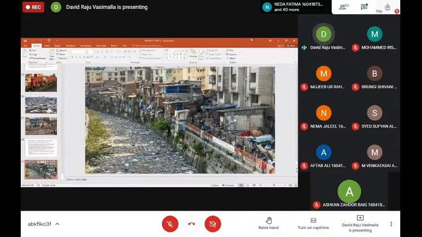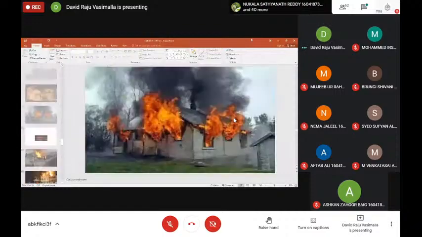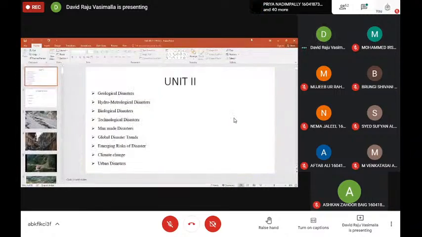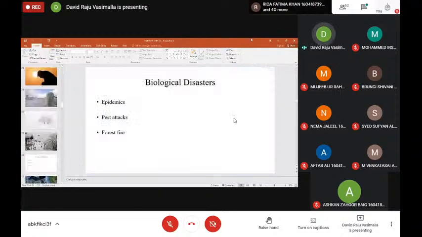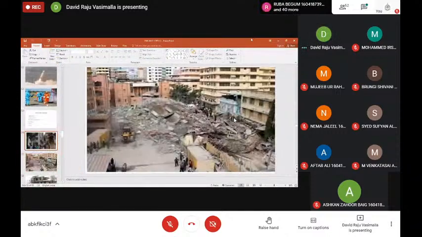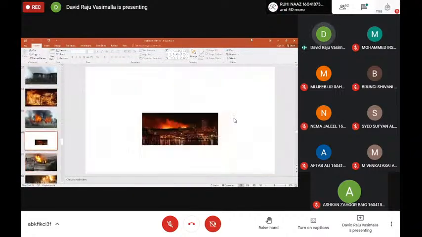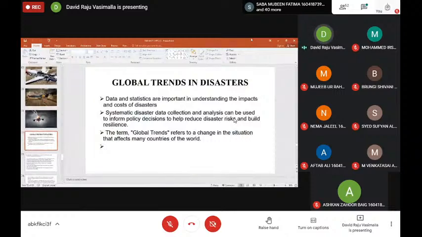When we are dealing with disasters, we are obviously in a very dangerous zone. In the second unit, we covered geological disasters and hydrological disasters. With the discussion of this, we have completed the second unit. From the next class onwards, we will have miscellaneous topics from the first unit, and after that we will move to another unit.